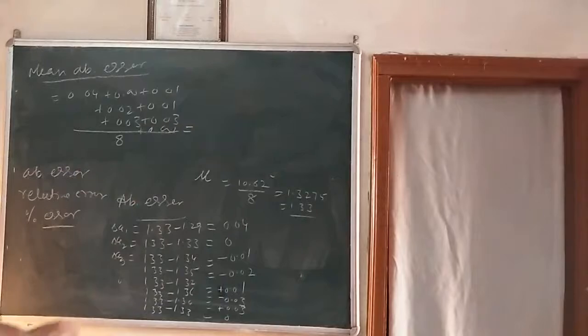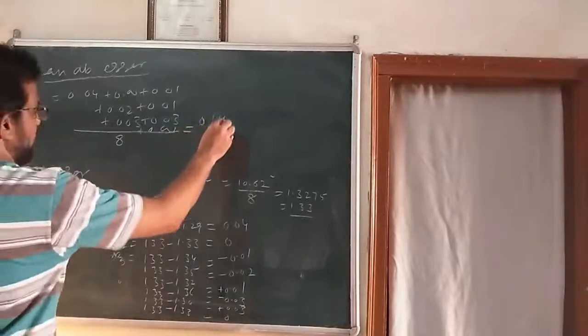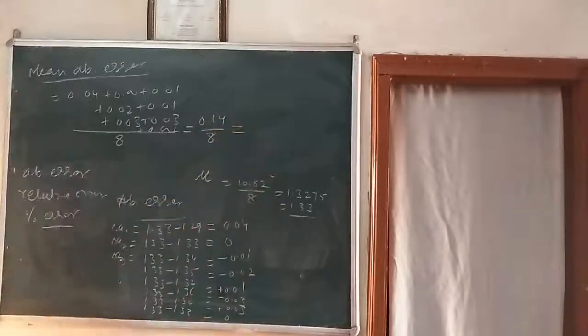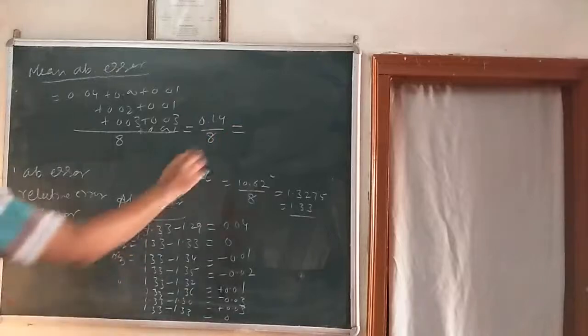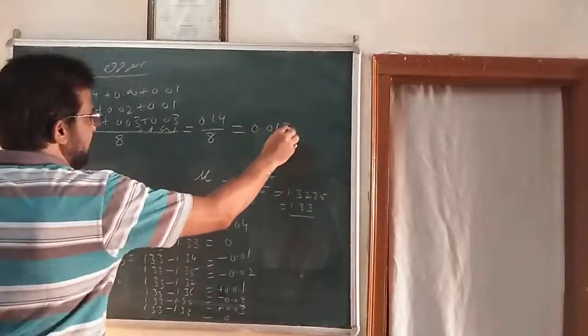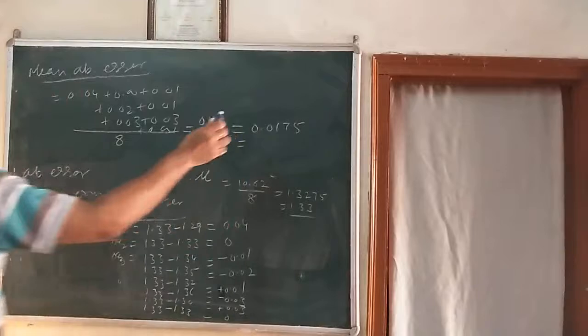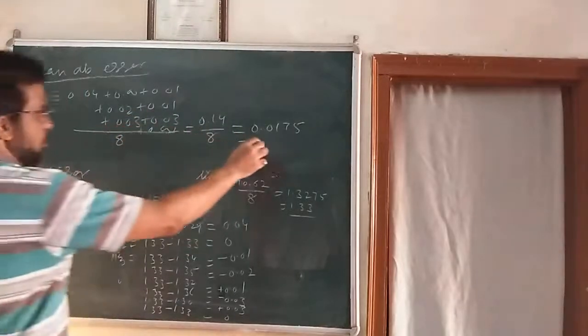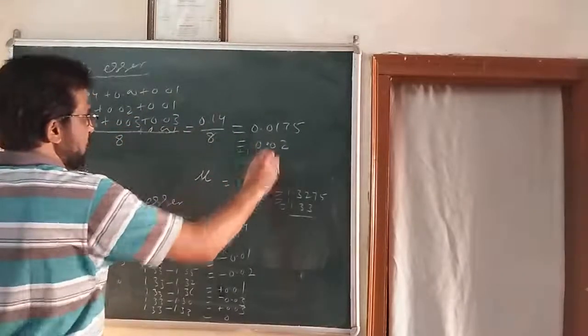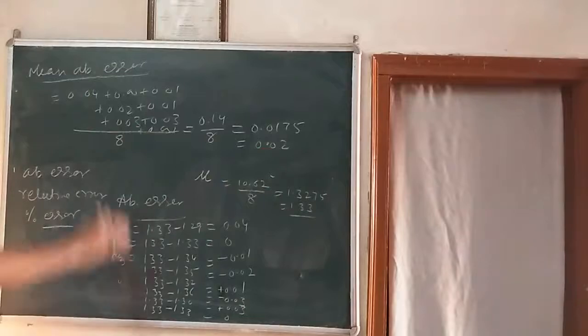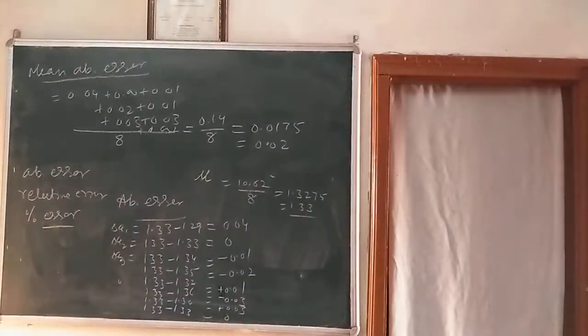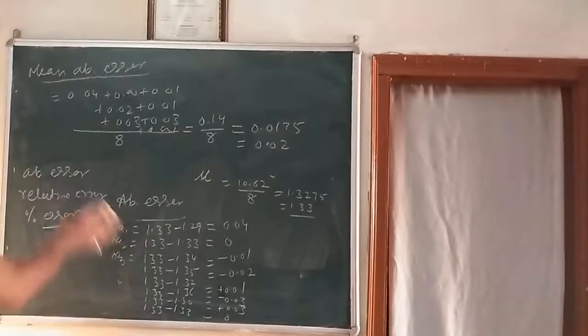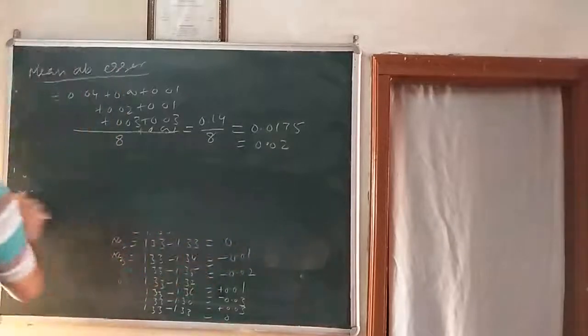What are we getting here? 0.14 divided by 8. So we are getting here 0.0175. So I can write here near about 0.02. This is called mean absolute error. Okay?